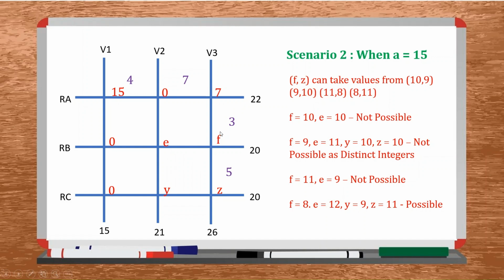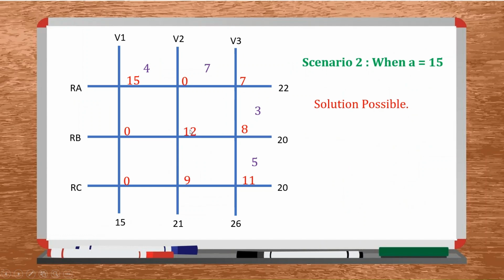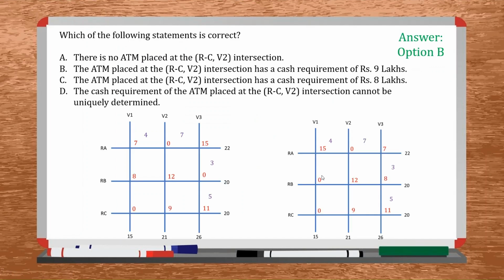So if we now place all the solutions here, we have this possible solution in scenario 2. So we have two possible solutions. One where E is equal to 15 and second where C is equal to 15. Now let's look at the questions that we have.